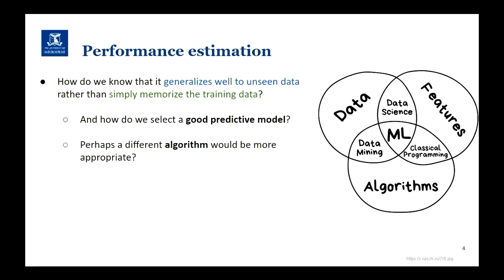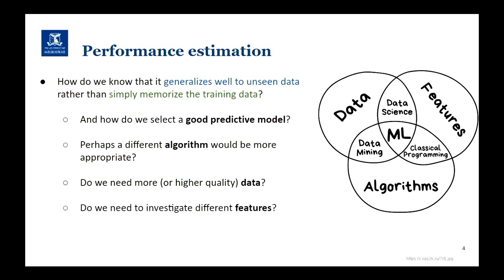Perhaps we need to try a different algorithm. If you think about these three components, one thing could be you're not choosing the adequate algorithm for your data. Perhaps you're not using enough data, or your data doesn't have high enough quality. If you remember something I mentioned, your predictive model will only be as good as the quality of your input data. So perhaps you need to revise that, or perhaps you need to investigate different features. For instance, if your model is underfitted, perhaps it's just using a feature set combination that is not powerful enough. It doesn't explain the underlying principles and phenomena.